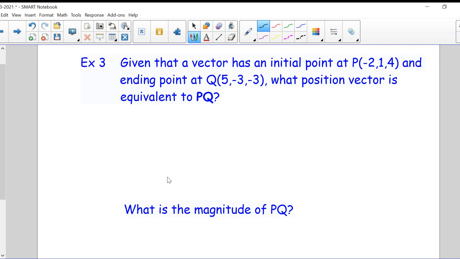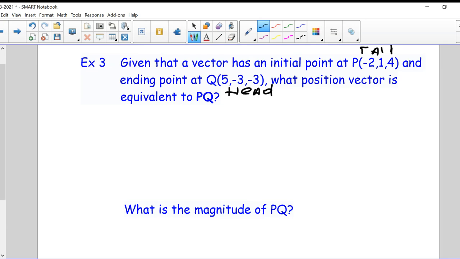Anyway, let's get to number 3. Given that the vector has an initial point at minus 2, 1, and 4, and an ending point at 5, minus 3, minus 3, what position vector is equivalent to PQ? Remember, initial point means this is the tail, and this is the head. So I'm going from P, that's why P is the tail, and Q is the head.